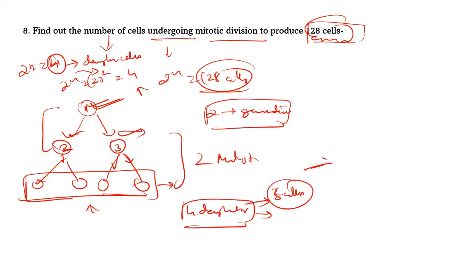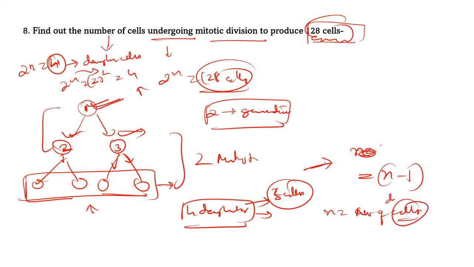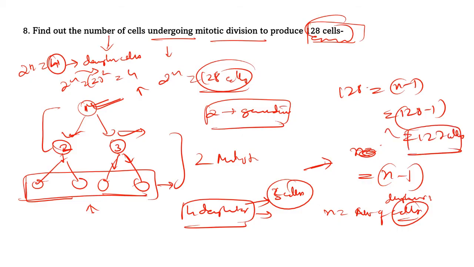So we can derive a formula here. The number of cells undergoing mitotic division is always equal to n minus 1, where n is the number of daughter cells produced at the end of mitotic division. If it is 128, it is 128 minus 1, so the answer is 127 cells undergoing mitotic division to produce 128 cells. So this is what it means, and you need not confuse it with the earlier question.